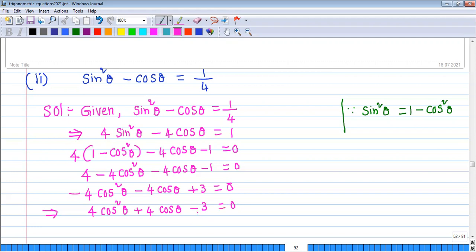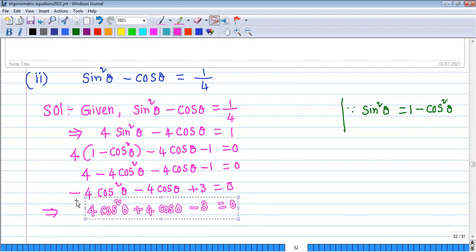Now factorization. 4 into minus 3 is minus 12. We can write it as 6 into 2, which is also 12, plus 6 minus 2. So we can write it like this. One minute, I'll copy and paste it in the next page.